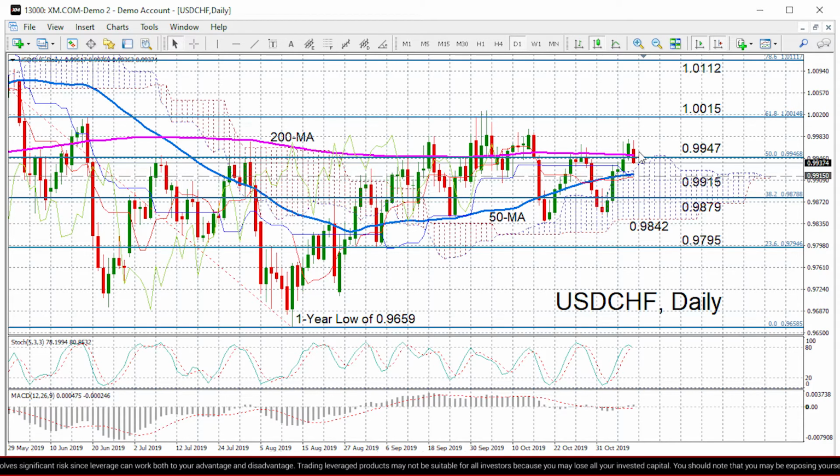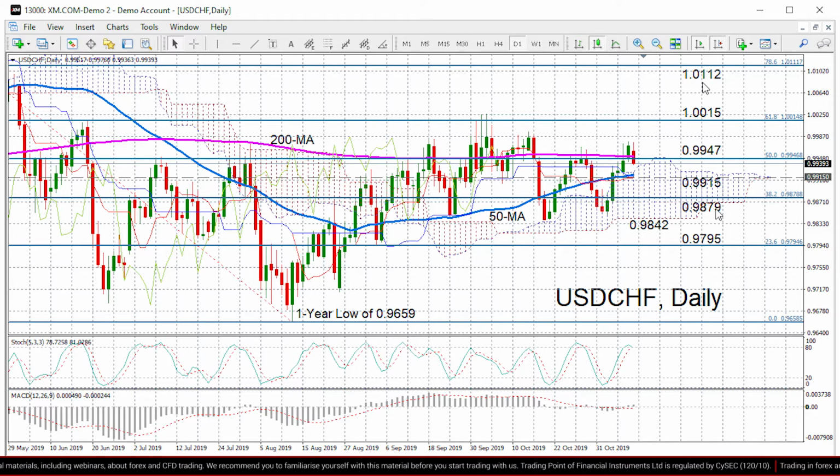So that's at 0.9795. If though that support level does hold, we could then see the dollar Swiss franc re-challenging the 61.8% Fibonacci at 1.0015. So that resistance managed to cap the uptrend back in September, but if prices manage to surpass that resistance, the focus would then turn on to the 78.6% Fibonacci at 1.0112.